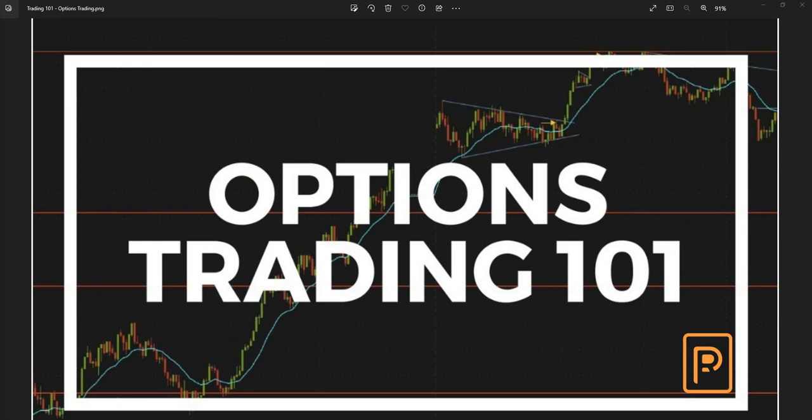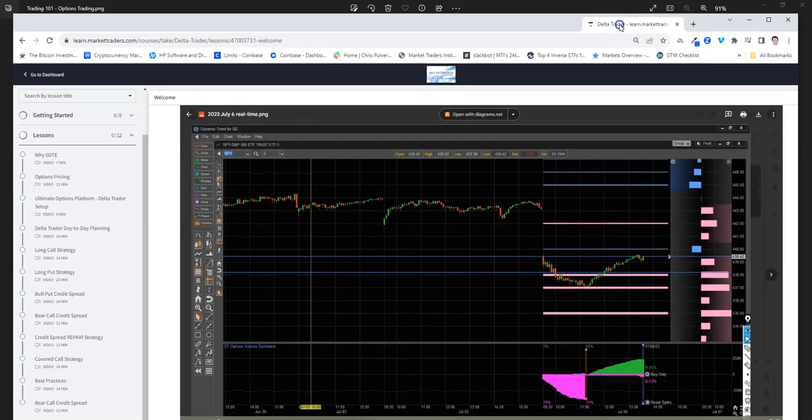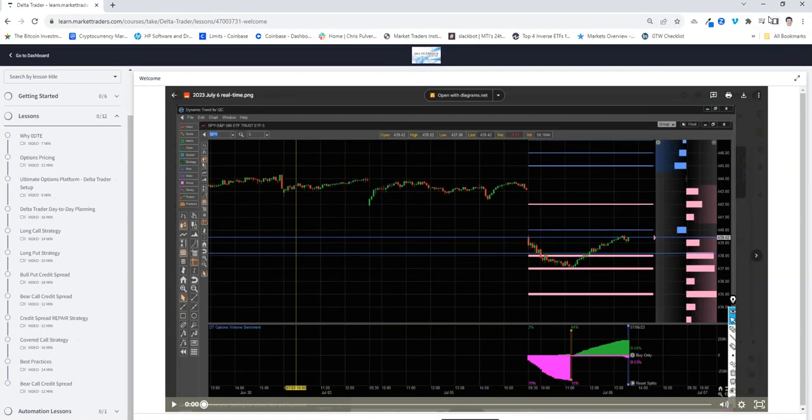So I think a good place to start is I'm just going to walk through this. This is one of the courses that I have for Market Traders Institute. It's called Delta Trader. What we do in this class is we essentially trade day to day, week to week. We trade a lot of the SPY, the SPX, the XSP, the QQQ, and we can trade individual stocks around earnings. Basically, it's short term options trading.